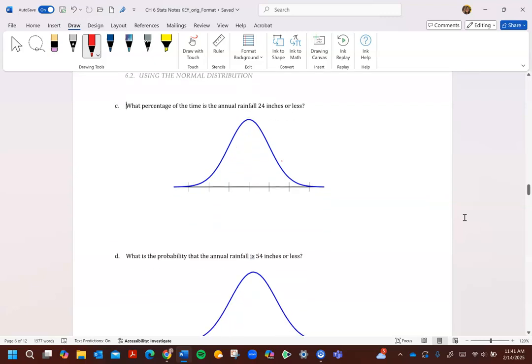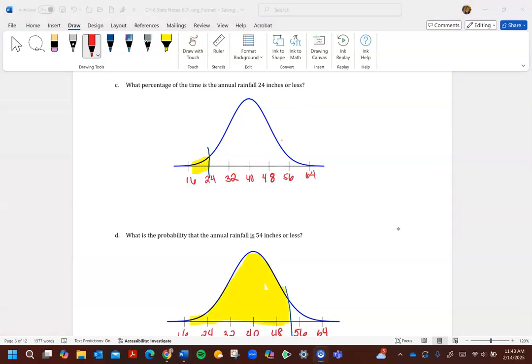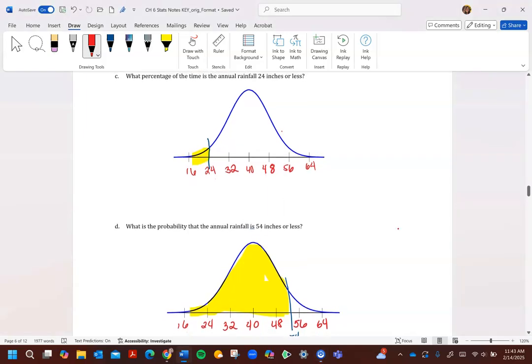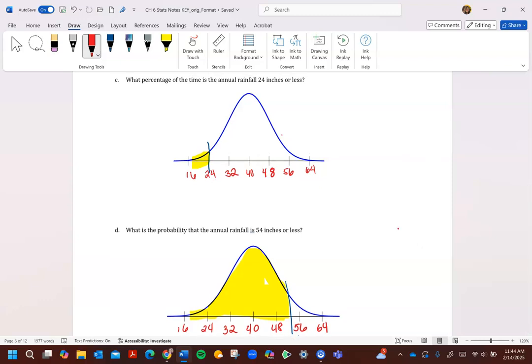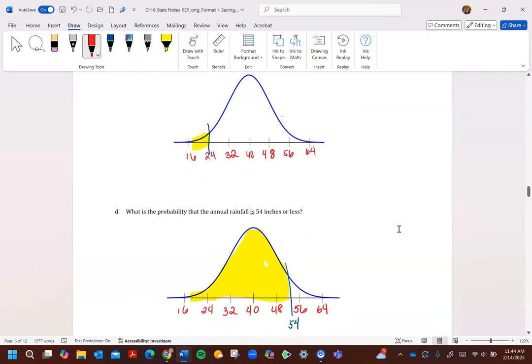So if you're just writing on paper, I'll put this back here so you can sketch it out and write the data down. Okay, so here's the setup for part C. 24 inches or less. I wrote my cutoff line at 24 and shaded to the left. And I could write that as X is less than or equal to 24.